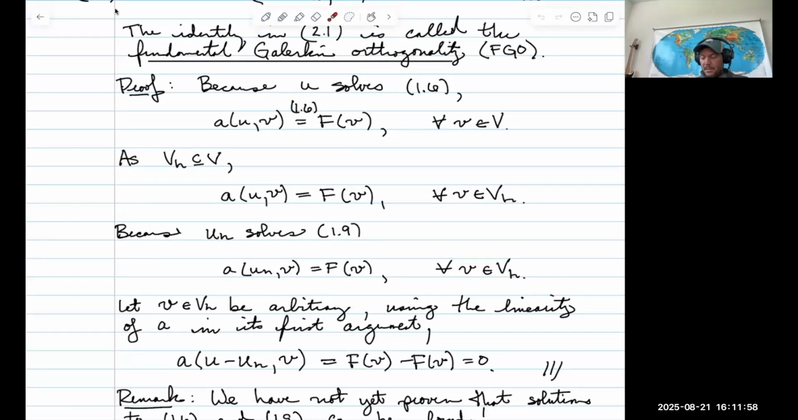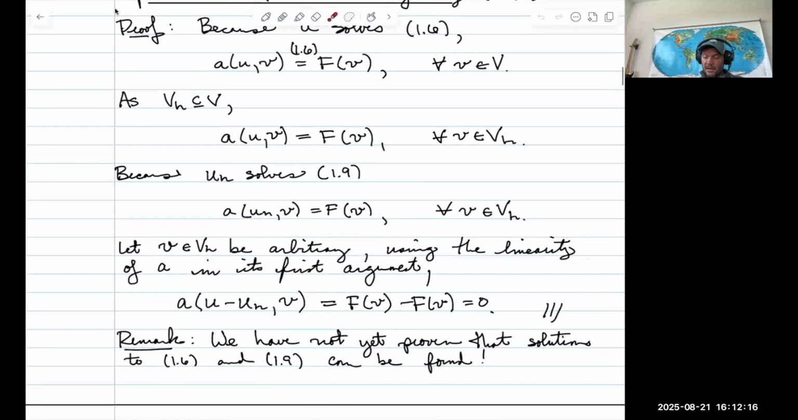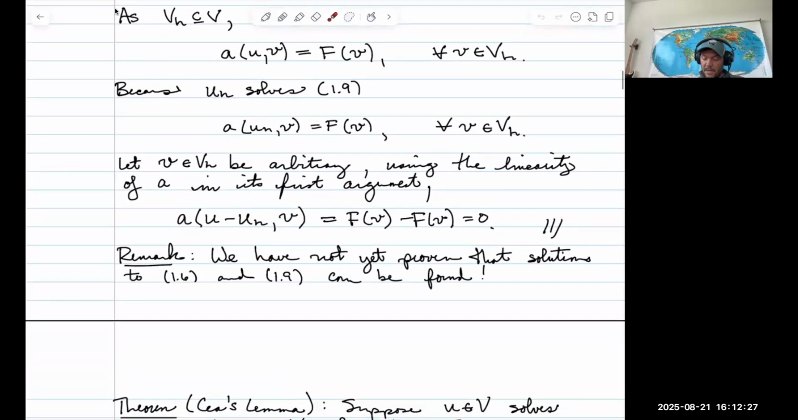The next thing I want to put in my pocket is the fact that we know that UH solves 1.9. This is the Galerkin approximation. So as the solution of the Galerkin approximation, it satisfies this equation for all V in VH. And now all I'm going to do is subtract these two equations, subtract this from that, and use the linearity of the A bilinear form in the first entry. If I do that, then I get that. But as I'm subtracting this from that, I just get 0. And so that's the fundamental Galerkin orthogonality. It's very quick and very short.